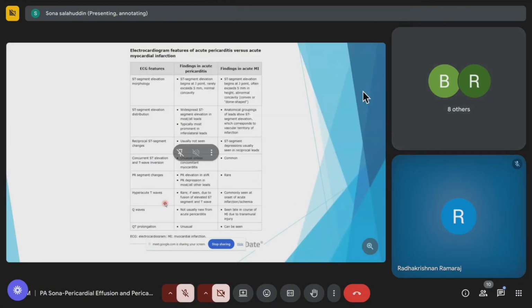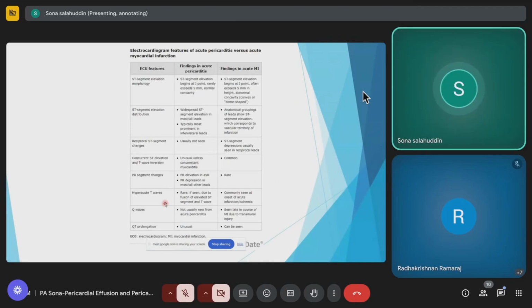Okay. And then these are just EKG changes in acute pericarditis versus acute MI. It just compares the two, so I thought it'd be good to add it. In a STEMI, the ST elevations are limited to the grouping, so like in inferior leads, whereas in pericarditis, the ST changes are more generalized. And then having concurrent ST elevations and T-wave inversions doesn't really occur in pericarditis, but it can coexist in acute STEMI.